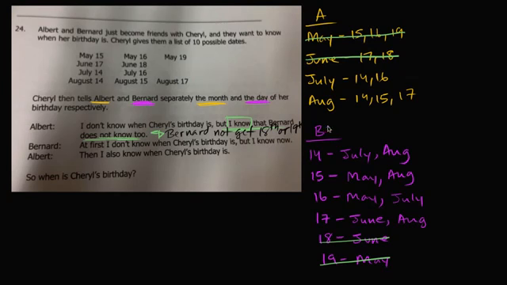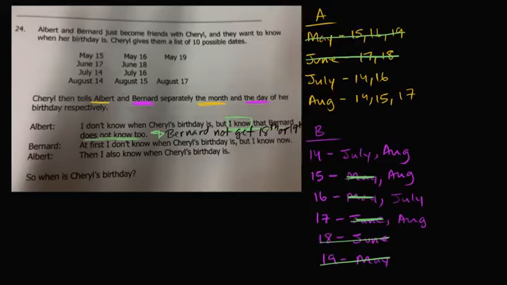Now, from Bernard's point of view, the only reason why Albert was able to make that statement is because Albert knows that the month is not May or June. So let me rule out all of the Mays and Junes. Let me rule out June here, and May over here. Now I think you see where this is going.